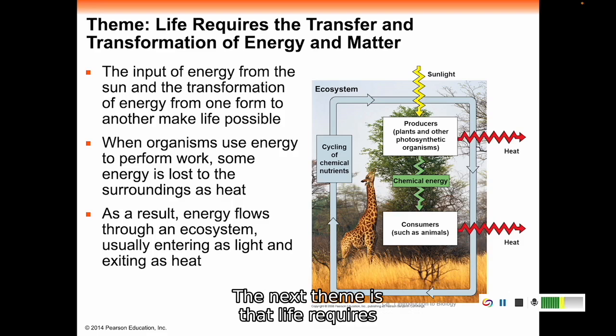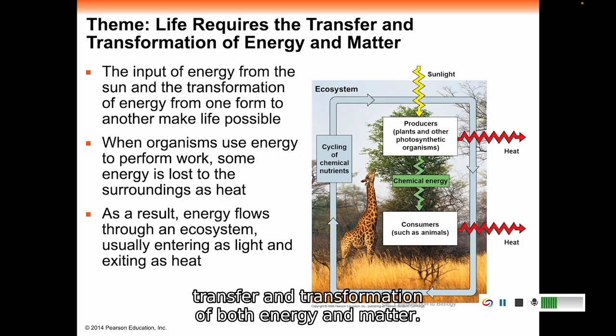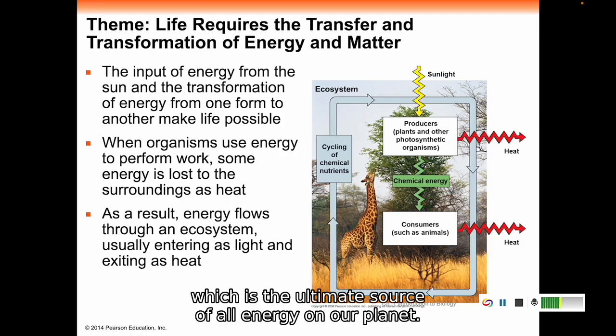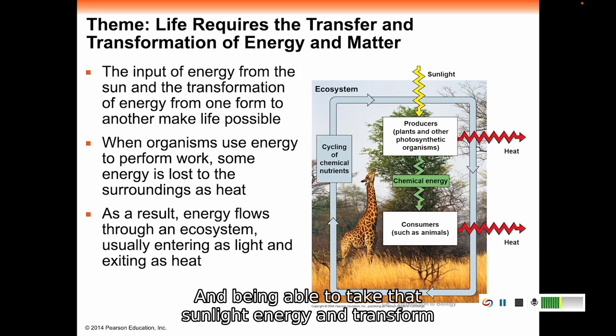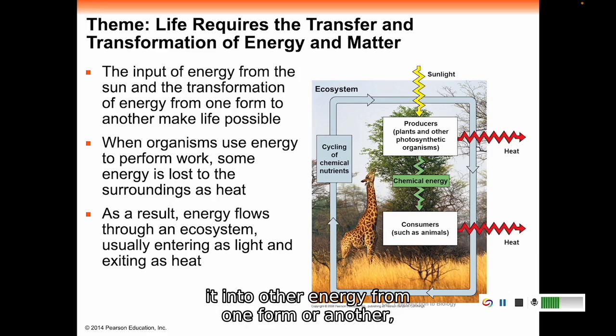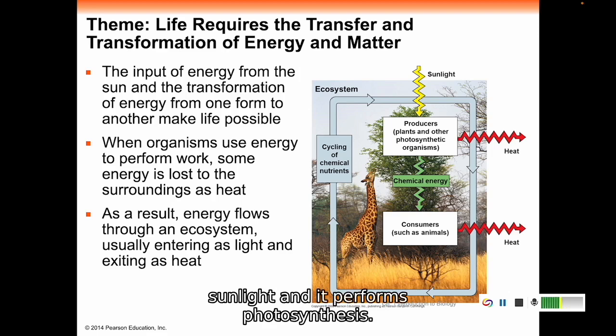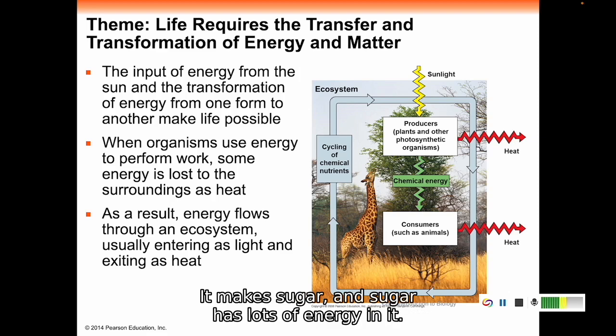Okay, so the next theme is that life requires transfer and transformation of both energy and matter. Being able to take energy from the sun, which is the ultimate source of all energy on our planet, and being able to take that sunlight energy and transform it from one form to another is what makes life possible. So a plant is able to absorb sunlight, and it performs photosynthesis. And through that photosynthesis, it's able to produce chemical energy.